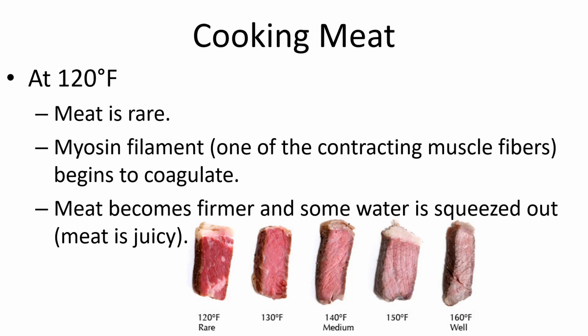At this temperature, myosin, one of the muscle fibers that is used to contract the muscle, begins to coagulate. That is, individual myosin filaments bind to each other. This causes the meat to become firmer as the myosin fibers can no longer slide past one another. This process also squeezes out the water molecules that were previously between the myosin filaments.